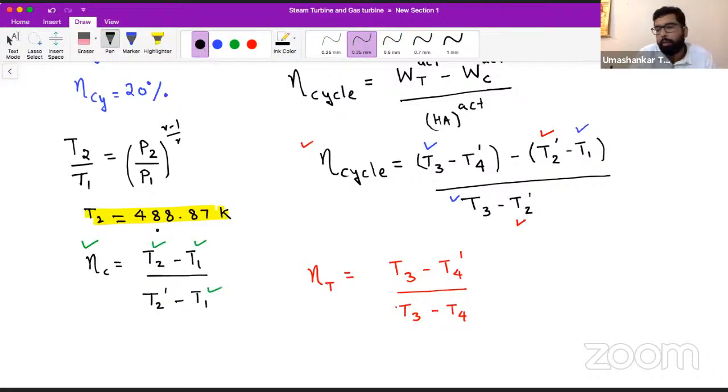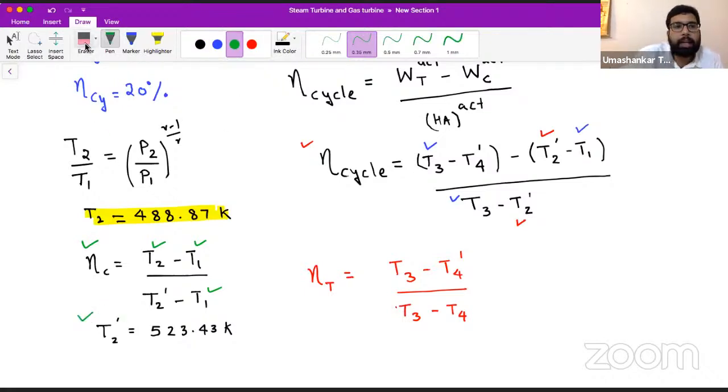Can we find the T2 dash? So most certainly you will say that yes, we can find it. So you can please cross check it. It is coming out to be 523.43 Kelvin. Is that clear or not? So now we have this value of T2 dash as well.